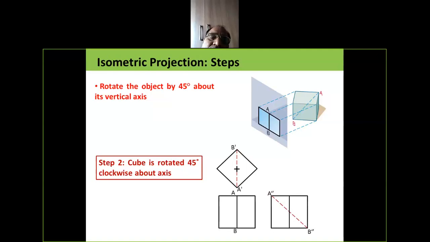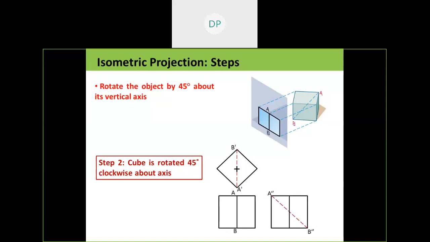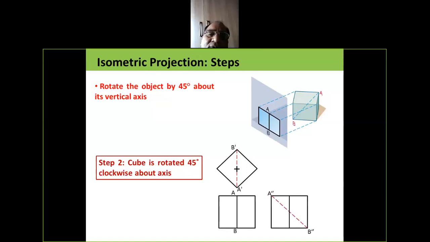Now second step, the cube is rotated by 45 degrees clockwise about the axis. This is the position where the cube is rotated by 45 degrees clockwise about the axis, and the projection will be of this shape. And A dash is the diagonal of this object.